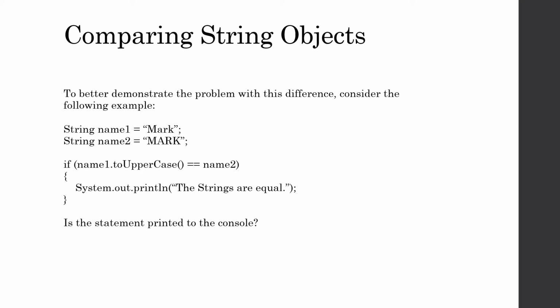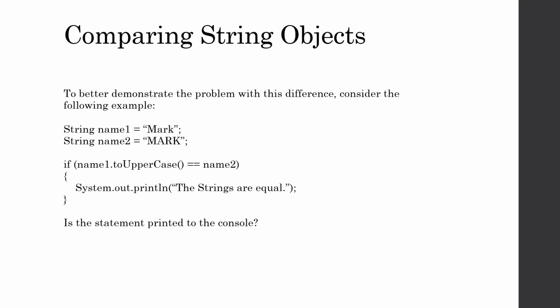To better demonstrate the distinction between these two operations, we're going to consider the following example. In this one, we're going to go ahead and create two strings, name1 and name2. One of these is going to be Mark with more typical capitalization. The other, name2, is going to be Mark in all capitalization. Then we're going to go ahead and do name1.toUpperCase. So we're going to take the first string and switch that so that all of the letters are capitalized, and then we're going to check to see if that's equivalent to name2.